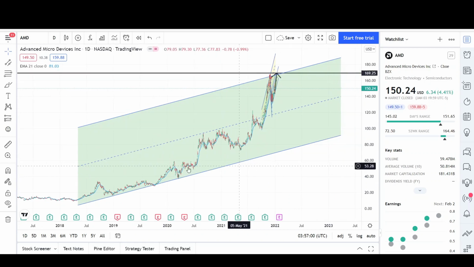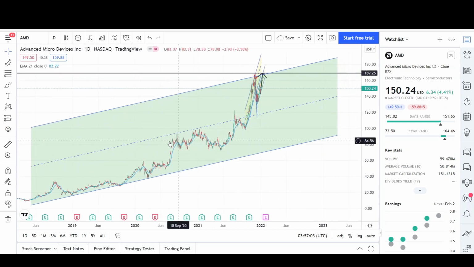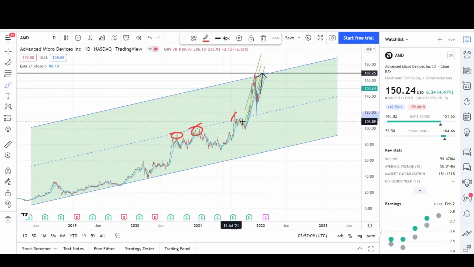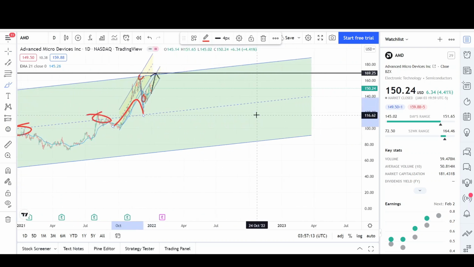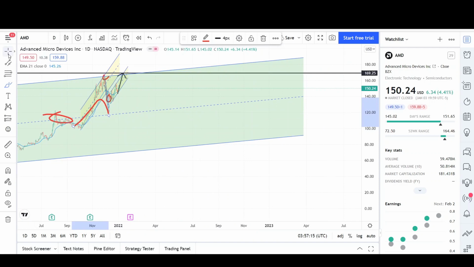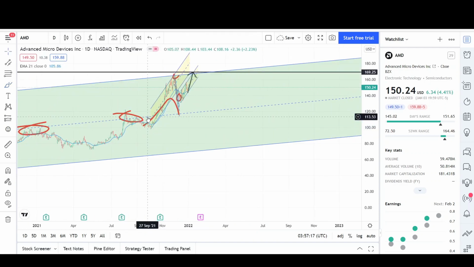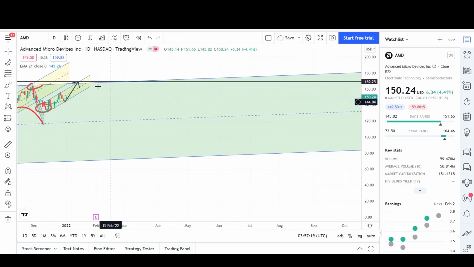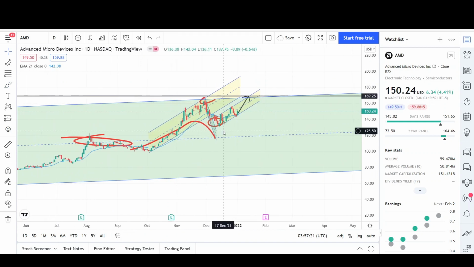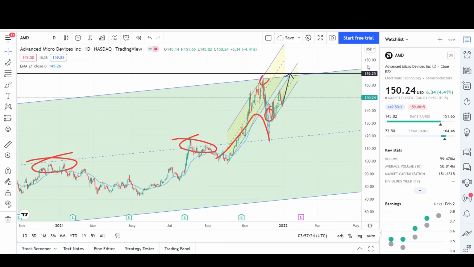You can see that it's a two-tier channel, and the midline is acting as both support and resistance. You can see it was resistance here, resistance here, resistance here, and then prices broke through it. And then, is that a pullback? No, that's not a pullback, but it's still acting as support and resistance. And now we are near the all-time high of this uptrend channel, which is the resistance side.